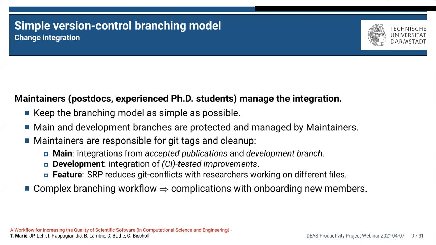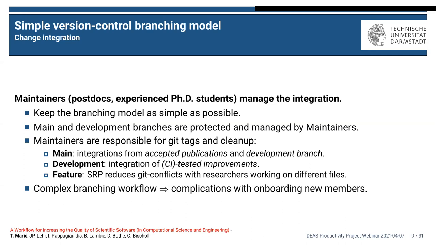So on the main branch, the maintainers integrate stuff from accepted publications in the development branch. On the development branch, we integrate changes that were done on feature branches that are CI tested. And on feature branches is basically chaos, so to say. So we aim to apply the single responsibility principle as much as we can to allow researchers to work on different files. That minimizes Git conflicts as much as possible.